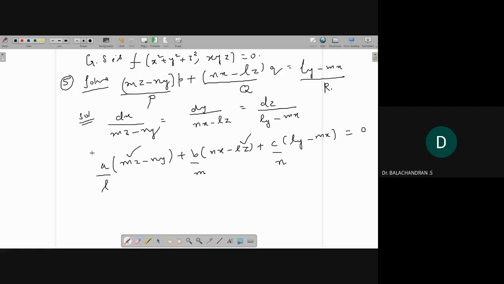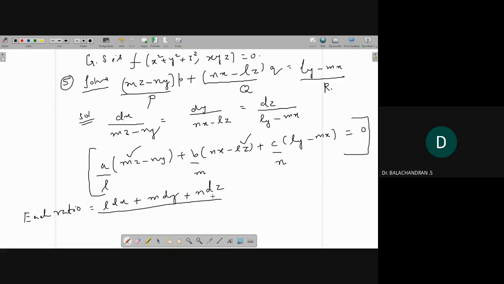So each ratio is equal to, we should write, L dx plus m dy plus n dz divided by L into mz minus ny plus m into nx minus Lz plus n into Ly minus mx.